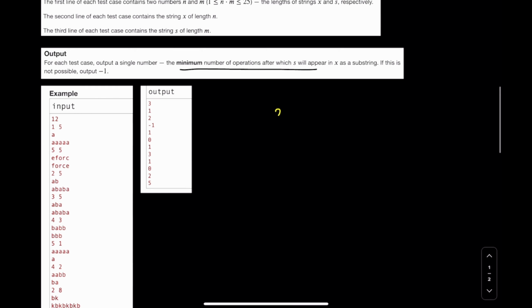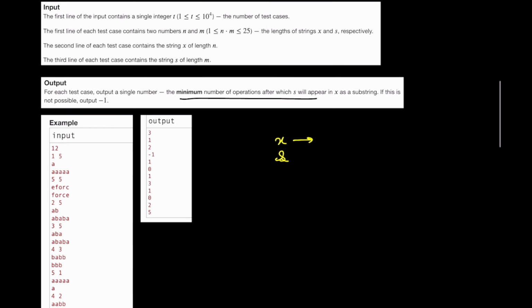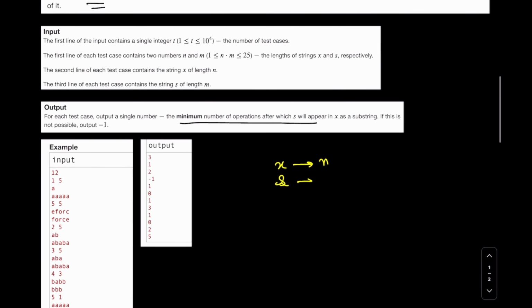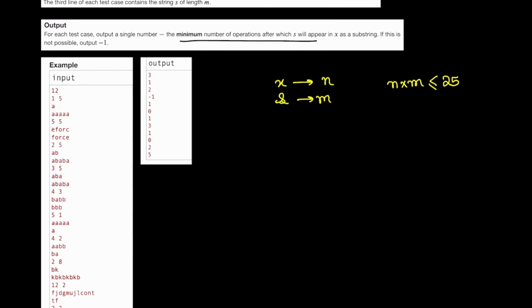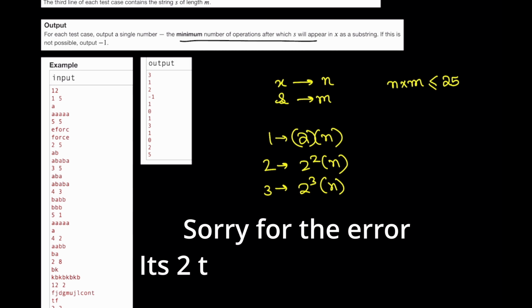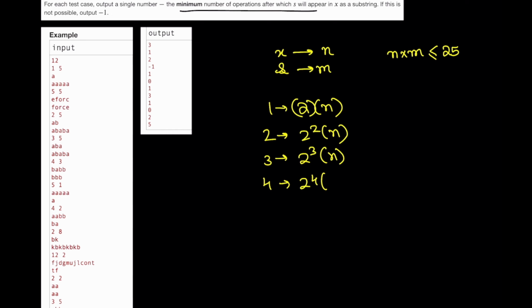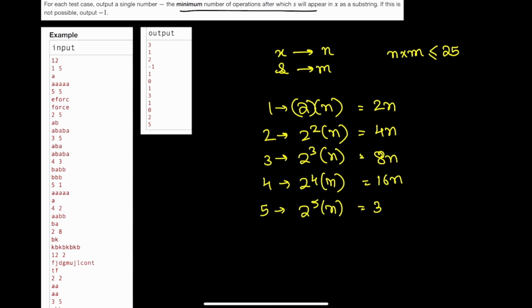So we are given the strings x and s. The length of x is n and the length of s is m, and n times m is always less than or equal to 25. In each operation, we can double the length. In the first operation, the length becomes 2n, in the second operation 2 power 2 times n, in the third 2 power 3 times n, and the fourth 2 power 4 times n. So this is 2n, this is 4n, this is 8n, this is 16n. To the power 5, it's 32n.